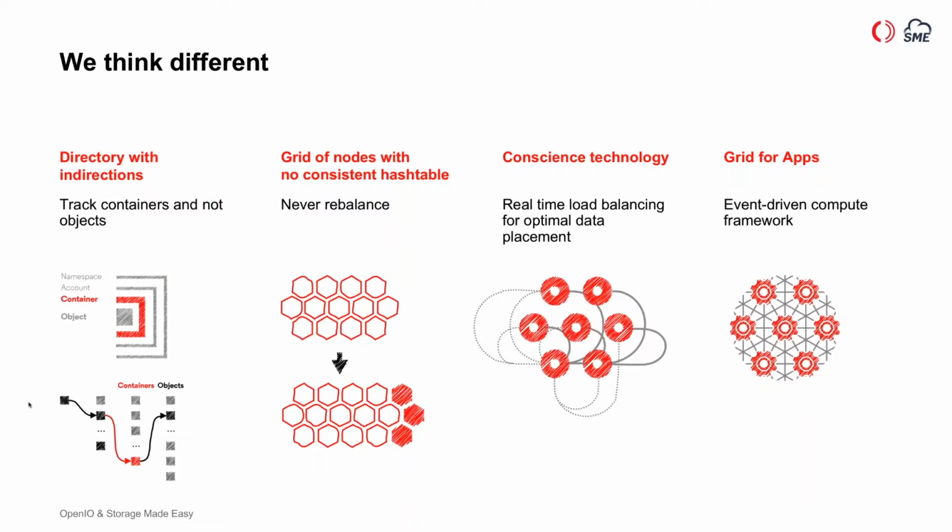Okay, first of all, our object store is not based on a traditional hashing table mechanism. We use a different kind of distributed hashing mechanism, which is based on a set of directories. It allows us to be much more flexible in the configuration of the cluster, and in fact we don't usually refer to our cluster as a ring, as many other object stores do, but as a grid.